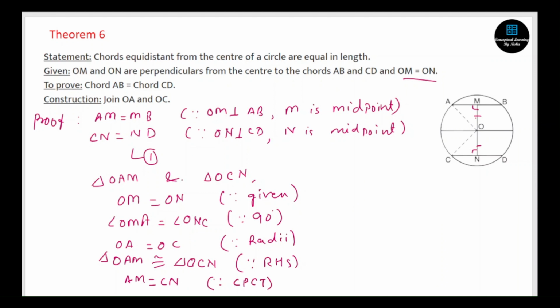Now from result 1 and this, what can we say? Let's say this is result 2. So using result 1 and 2, what can we conclude? AB is equal to CD. Two chords are equal.